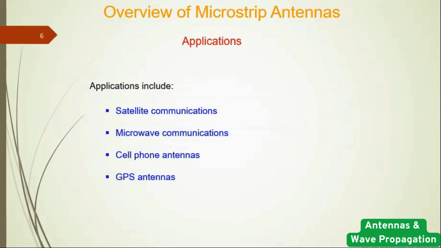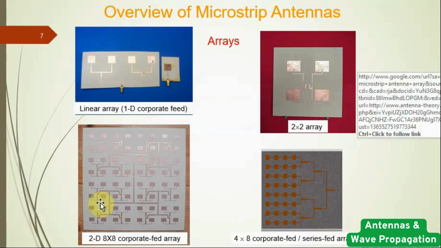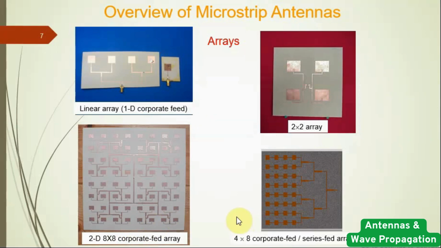Coming to applications, it is used in satellite communication, microwave communication, cell phone antennas, and even in GPS. Various types of array microstrip antennas are shown here, where feeding points are also clearly marked. First one is linear, second one is a 2x2 array, and others are 8x2, 8x8, 4x8. Different feeding arrays are shown here.